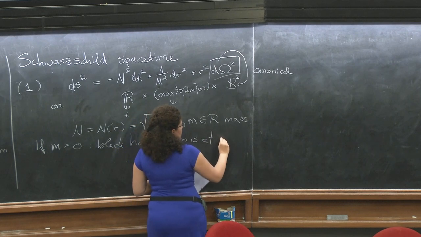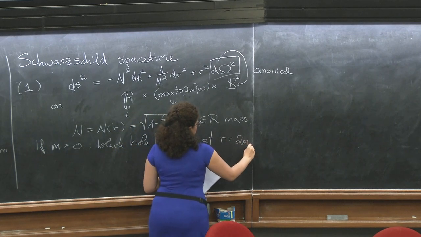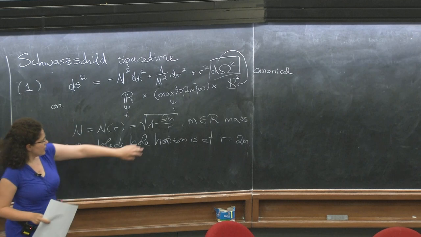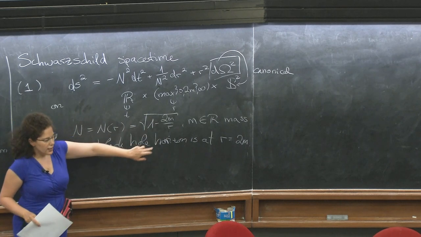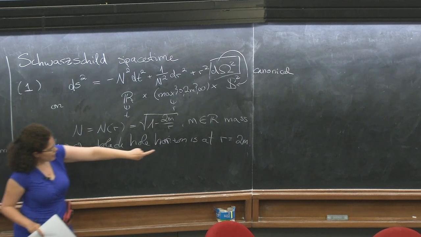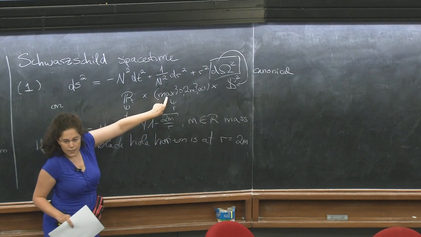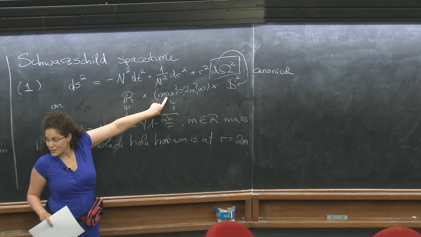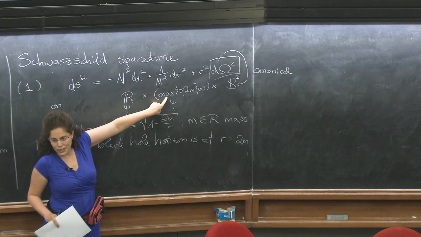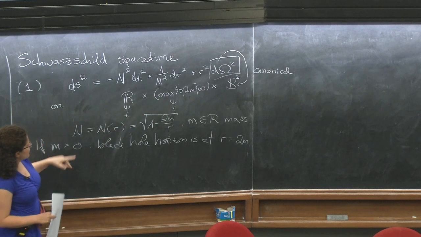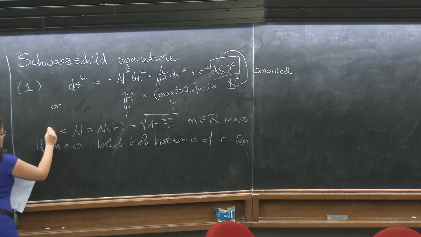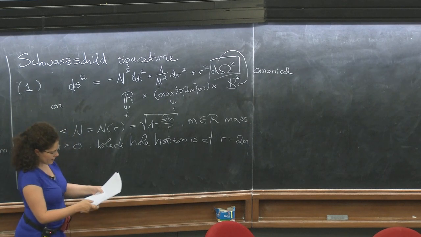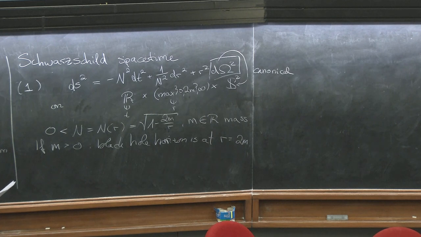Is that R equals 2m. So that's the threshold where this function becomes 0. And notice immediately that R equals 2m is not inside the manifold. So it's on the boundary of this manifold because this is an open interval. That's important because we want this function here to be positive. Okay? We'll see this occurring again and again.